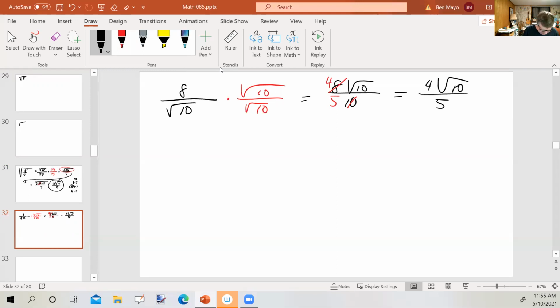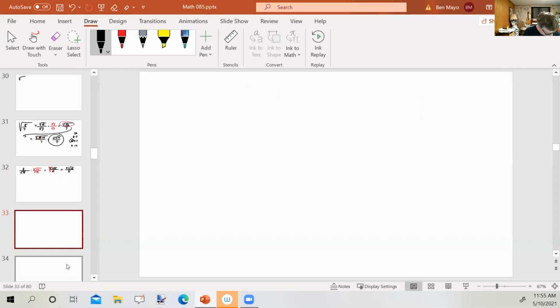How about this one? It says rationalize each denominator. Again, all variables represent positive real numbers. So we've got the square root of 15b squared divided by the square root of 5b cubed. There are a couple of different ways we can do this.